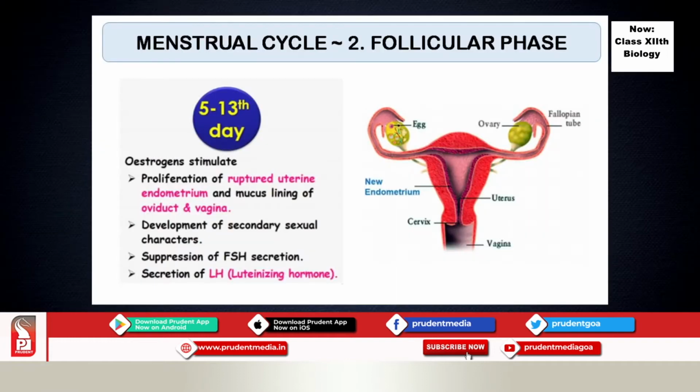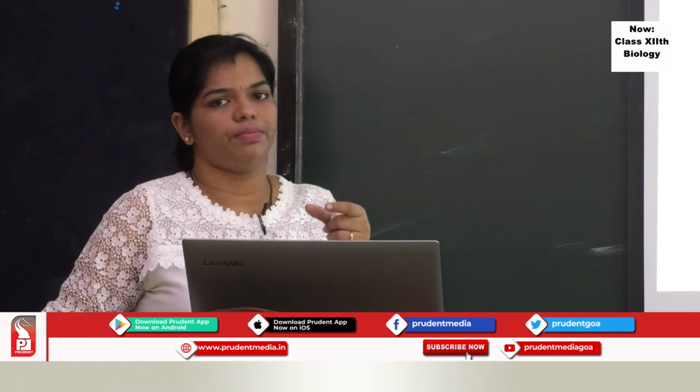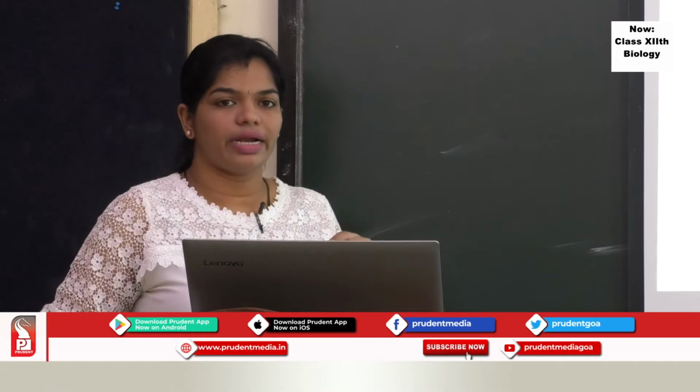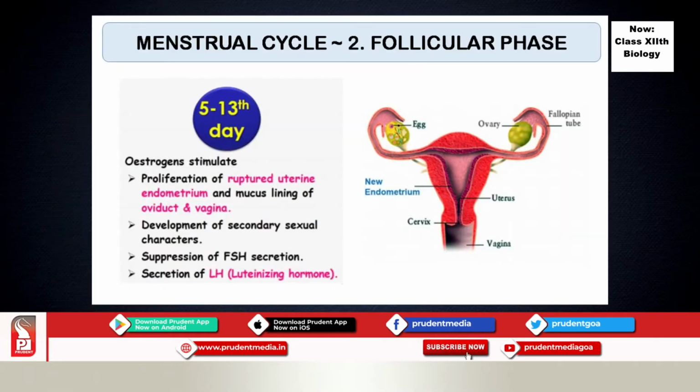The second role of estrogen is that it is involved in the development of secondary sexual characters. It also suppresses FSH secretion, because every month only one follicle gets matured. So here the FSH starts getting suppressed by the estrogen, and the secretion of LH, that is luteinizing hormone, increases.